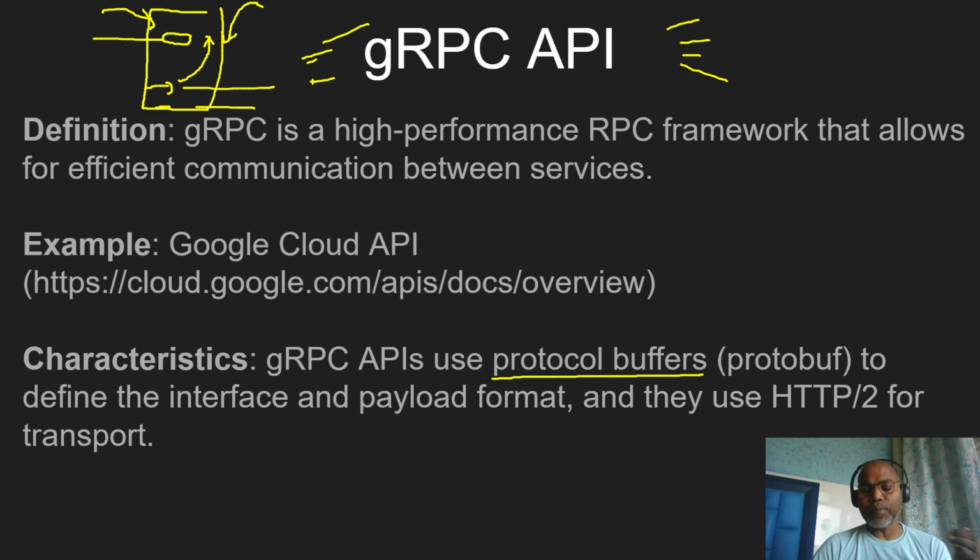So there is a standard protobuf syntax we have to follow to develop the gRPC API, but this is also one of the popular API designs, a communication channel available between microservices or between services, right?